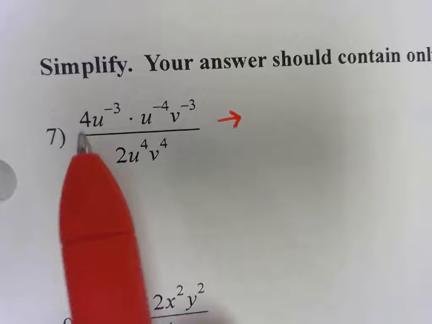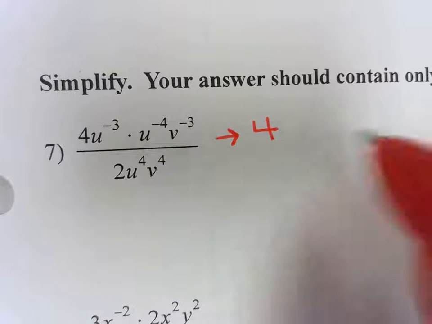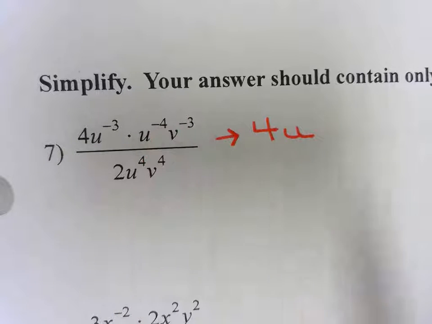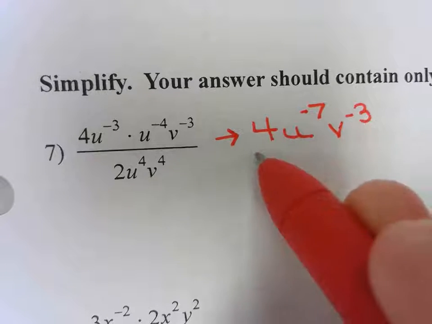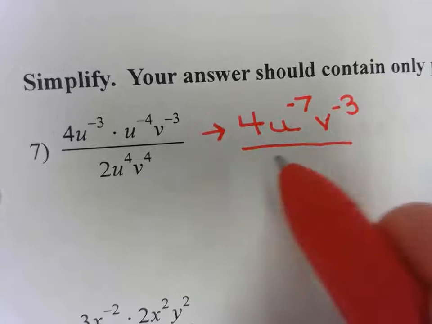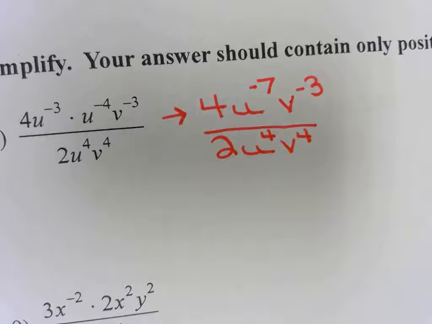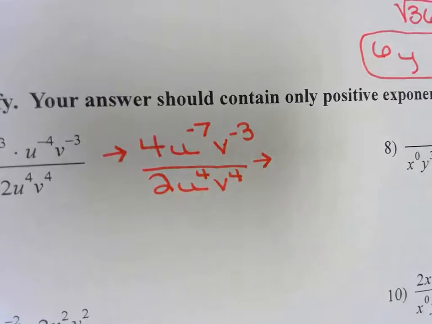So if I'm multiplying on the top, I have 4 times 1, so that's a 4. U to the, add your exponents because I'm multiplying. So negative 3 plus negative 4 is what? Negative 7, and then v to the negative third. So go ahead and multiply first, whether it be in the top or bottom. So multiply your whole numbers, add your exponents. The bottom is going to stay 2u to the 4th, b to the 4th. Now we can go through, we are dividing. So if I'm dividing, I do what with my exponents?